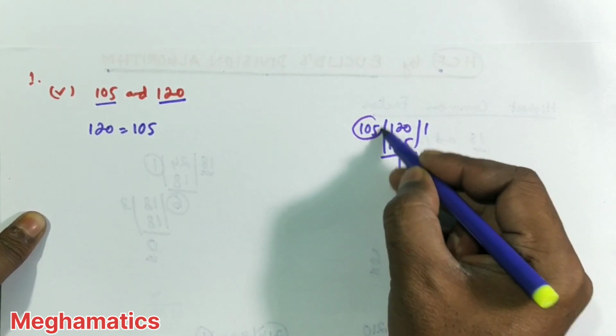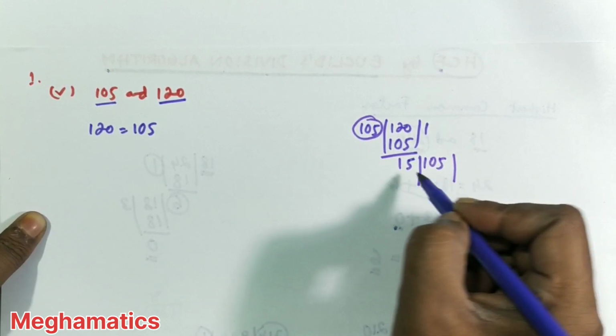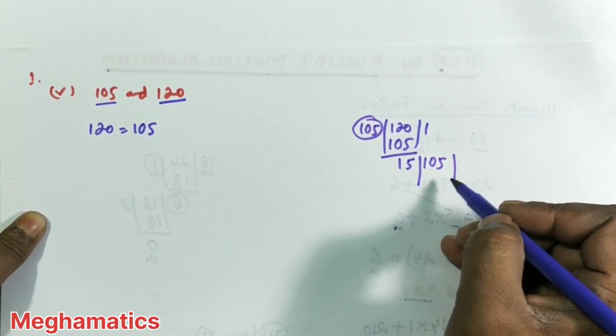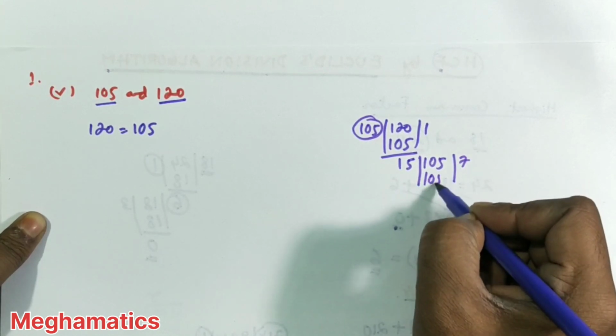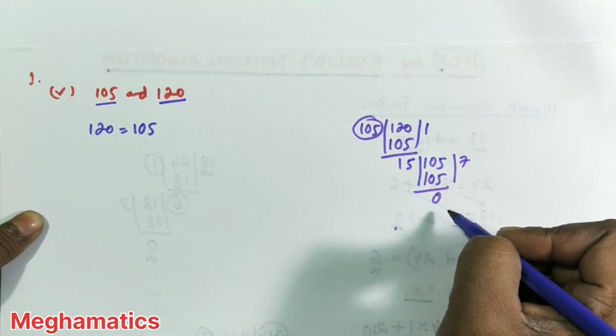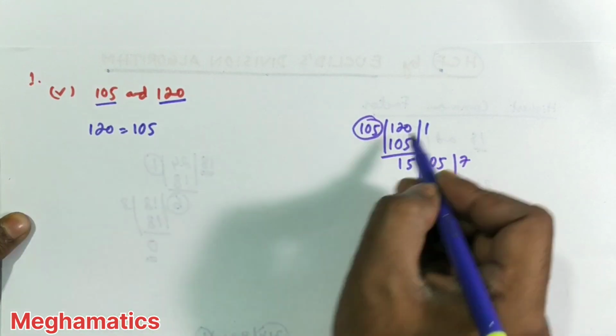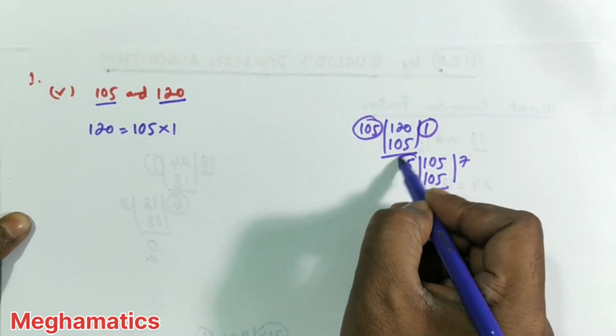Then again this 105 will come here, 105. If we divide, we will get 6 15s are 90, 7 15s are 105. So 7 15s are 105, and the remainder is 0. So till the remainder comes 0, we need to stop here. So 105 into how many times we have got? 1 time. So 1 time here, and the remainder is 15.